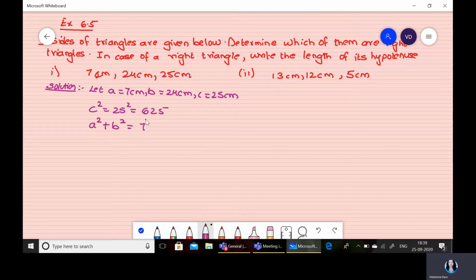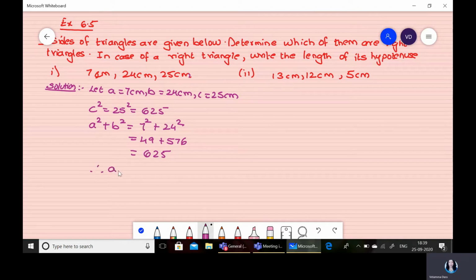Let's find out. That is 7 square plus 24 square. When we take, we get 49, and 24 square is 576. So here we get 49 plus 576, which is 625. So here we observe that c square is 625, and a square plus b square is also 625.